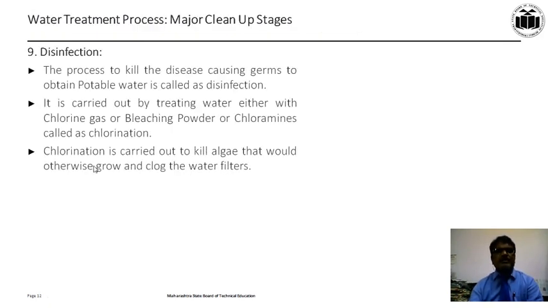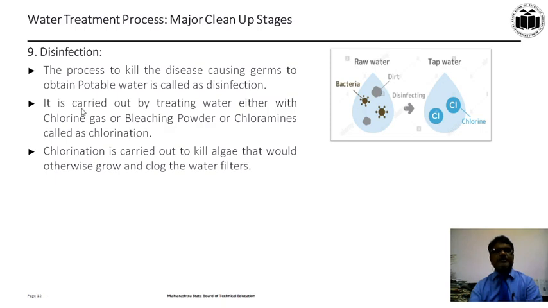After that, there is a next process that is called disinfection. Disinfection is a process to kill the disease causing bacteria. Disease causing bacteria means pathogenic bacteria. To obtain the potable water is called disinfection. Here we have to kill that bacteria. We don't have to remove it. We have to kill it. Okay. Therefore it is called disinfection.